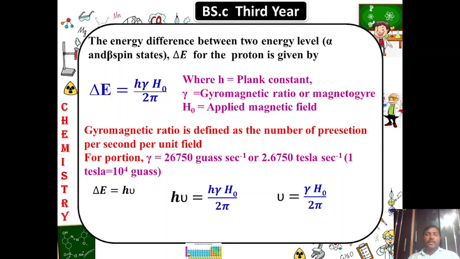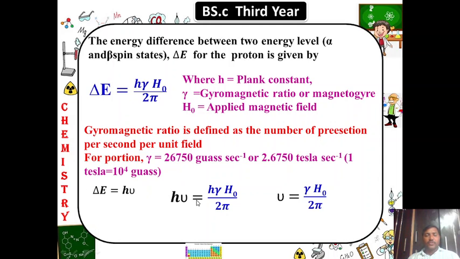The energy difference between the two energy levels, the alpha and beta spin states, delta E for the proton, is given by delta E equals gamma h H0 upon 2 pi, where h is the Planck constant, gamma is the gyromagnetic ratio or magnetogyric ratio, and H0 is the applied magnetic field. The gyromagnetic ratio is defined as the number of precessions per second per unit field. For a proton, gamma is equal to 26750 per Gauss per second or 2.675 x 10^8 per Tesla per second. 1 Tesla is equal to 10 to the power 4 Gauss.